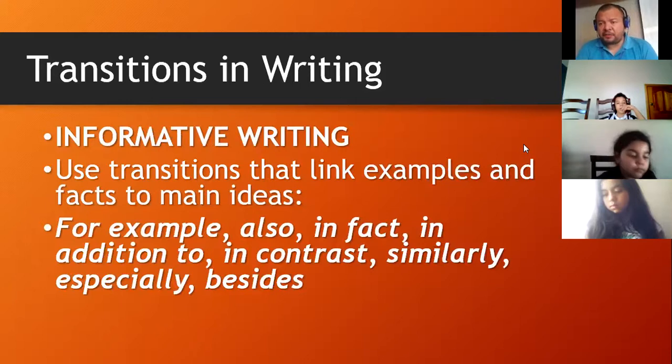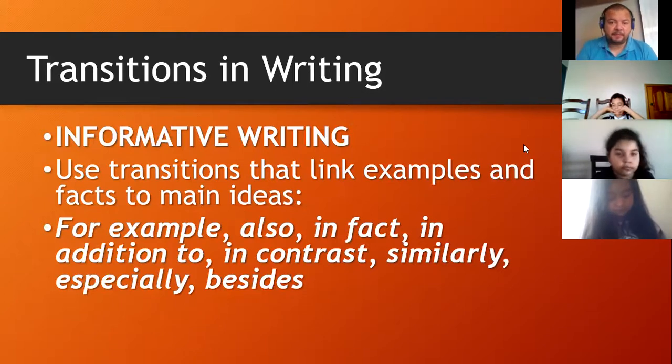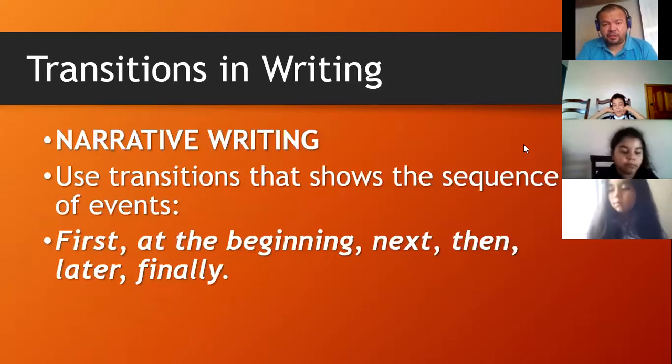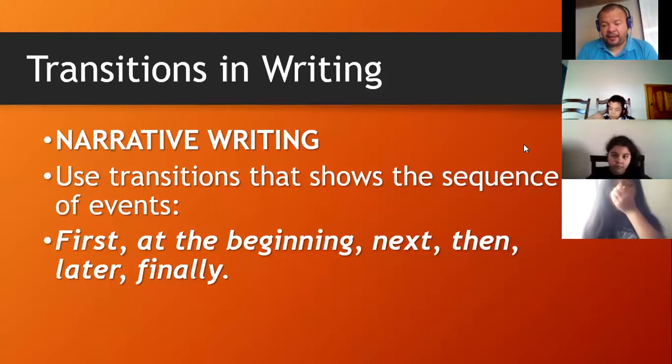Also, we have informative writing. We're going to use transitions that link examples and facts to main ideas. For example, also, in fact, in addition to, in contrast, similarly, especially, and besides. And we have the narrative writing. We use transitions that show the sequence of events. For example, we have first, at the beginning, next, then, later, and finally.